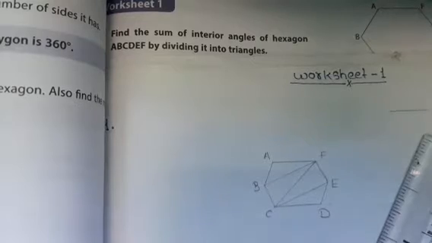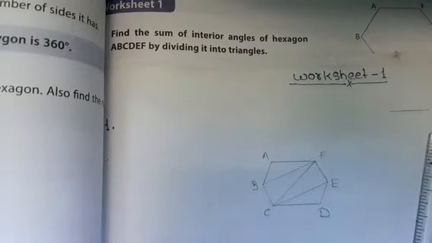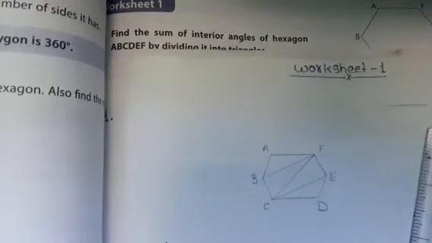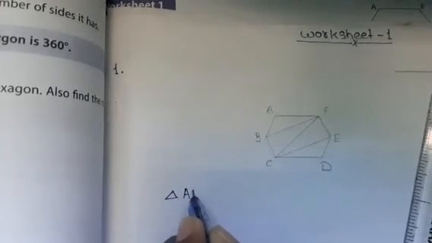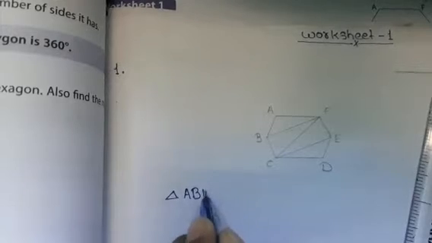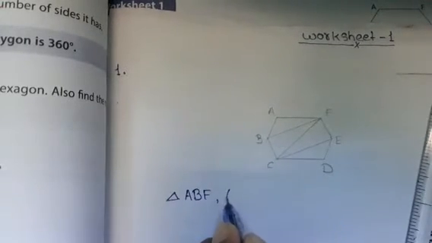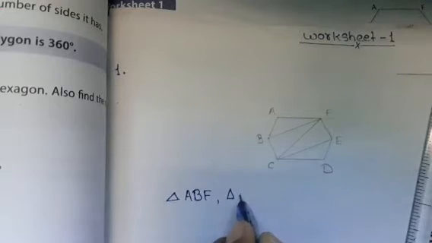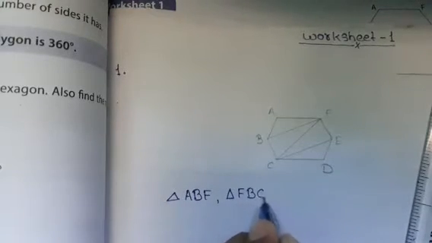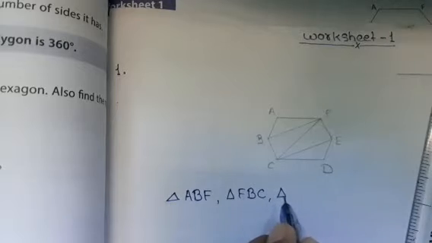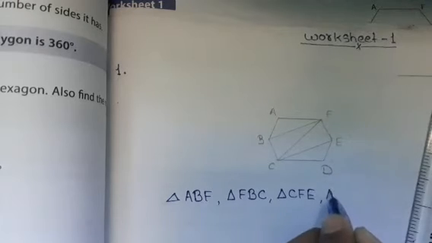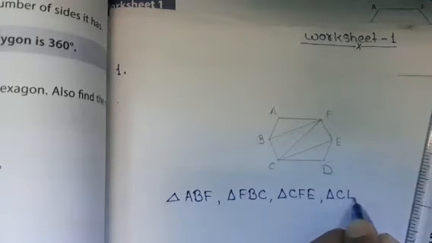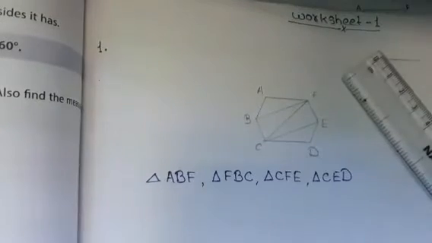Firstly, we have to name all the 4 triangles like this: triangle ABF, triangle FBC, triangle CFE, triangle CED.